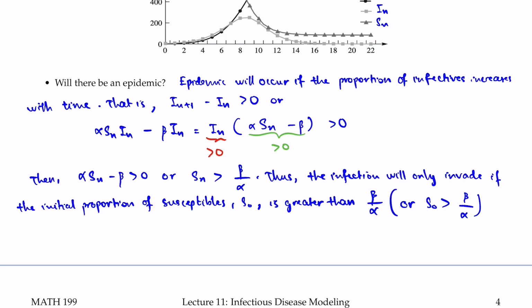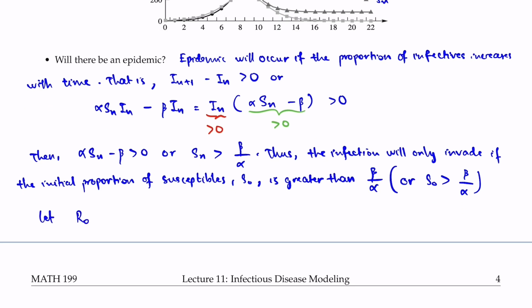In addition to this condition of S0 greater than beta over alpha, there's another way to analyze this particular model in terms of something called the reproduction number. Let R0 equal alpha times S0 divided by beta. What I did is multiply both sides of this inequality by alpha over beta, and therefore the infection will only invade in the case of R sub 0 greater than 1. And this R sub 0 is called the reproduction number.